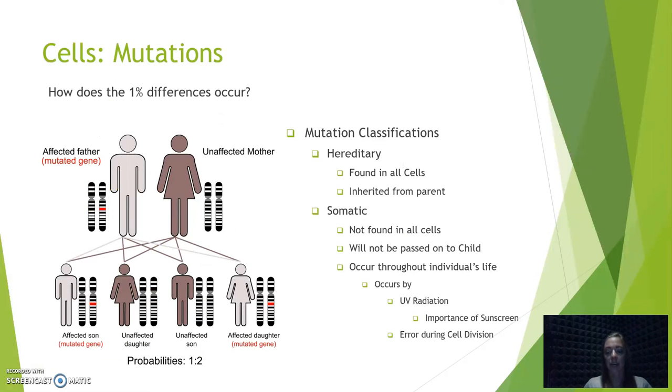Then we have 2 different types of classifications. We have hereditary, which is what we're going to discuss throughout the rest of the presentation, and somatic. Hereditary mutations are found in all cells, and they are inherited from parent to offspring. Somatic are not found in all cells. They will not be passed on to the child and occur throughout life. A good example of this is why you wear sunscreen. Sunlight UV radiation actually damages DNA, can cause mutation, and therefore negative things can happen.